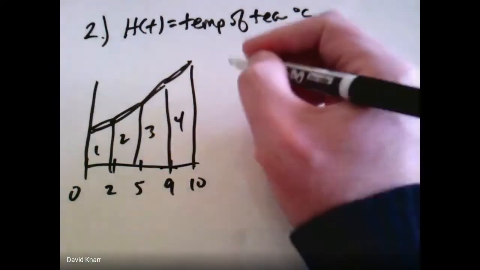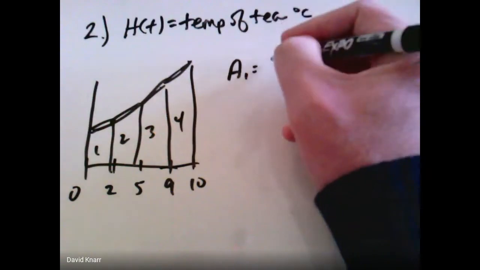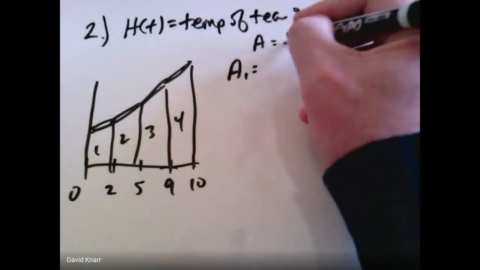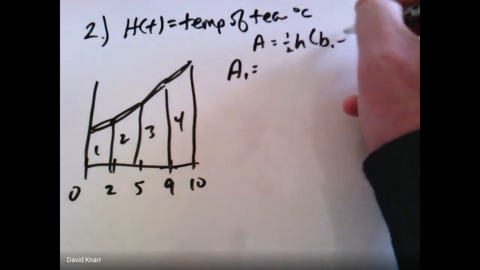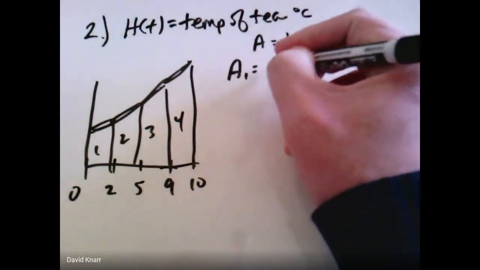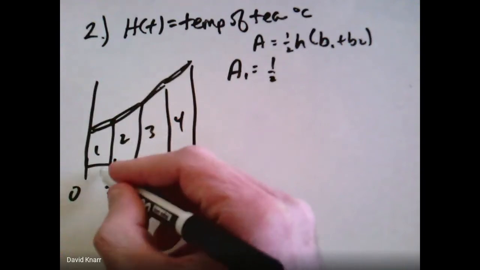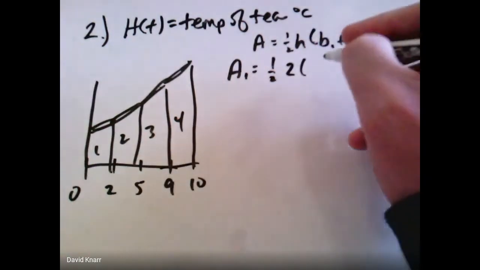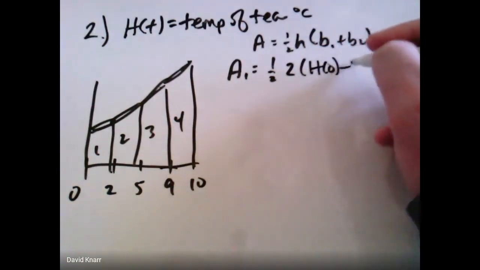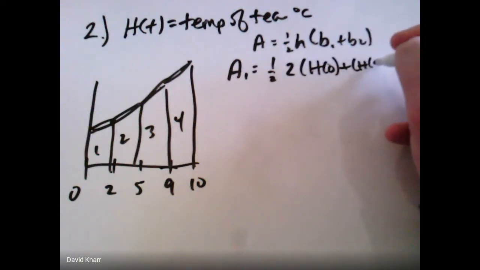Okay. All right, so the area of the first one, the area of a trapezoid, is half the height times the sum of the bases. So it's going to be half the height. Remember, the height is this distance, half of 2 times H of 0 plus H of 2.